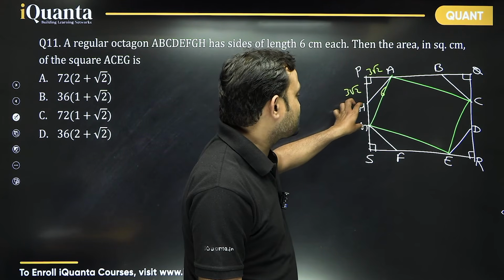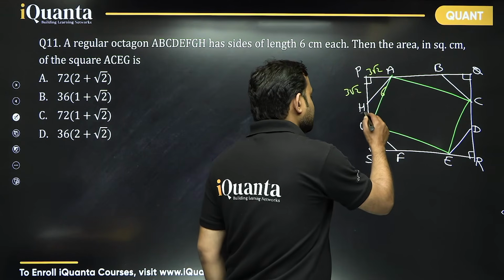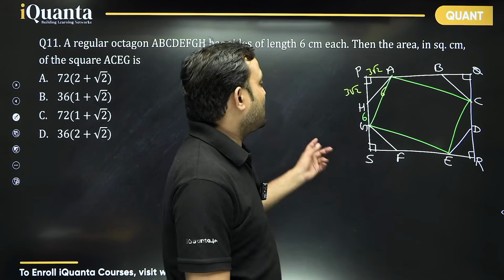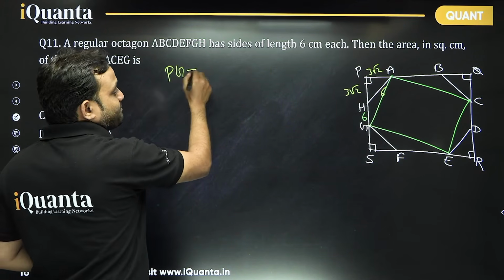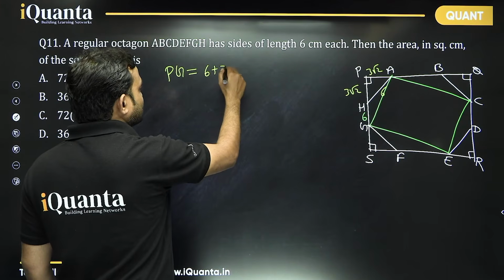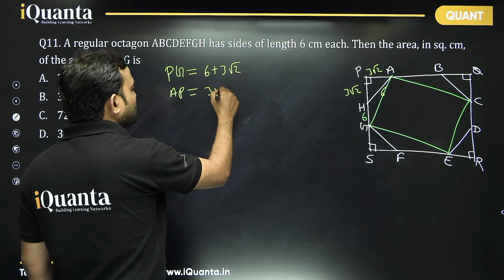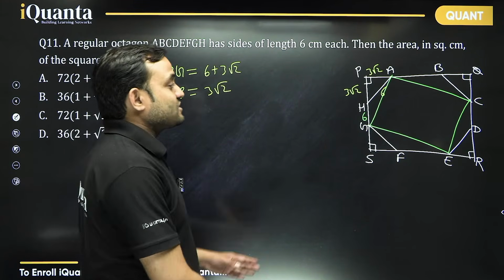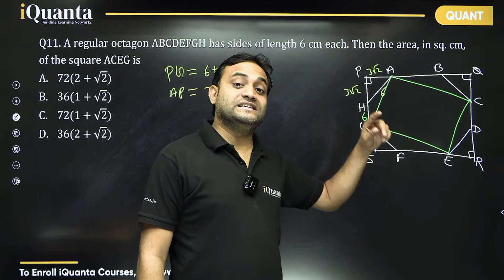Now HG is also a side of this regular octagon. Can I say HG will also be 6? So what is the length of PG? PG will be equal to 6 plus 3 root 2. What is the length of AP? AP will be equal to 3 root 2. Now in that case, we can find AG. What is AG? AG is a side of the square. So AG square will be our area.